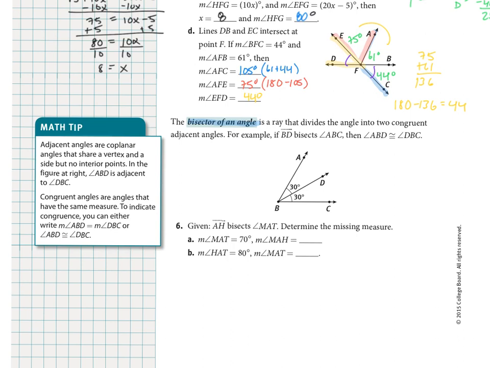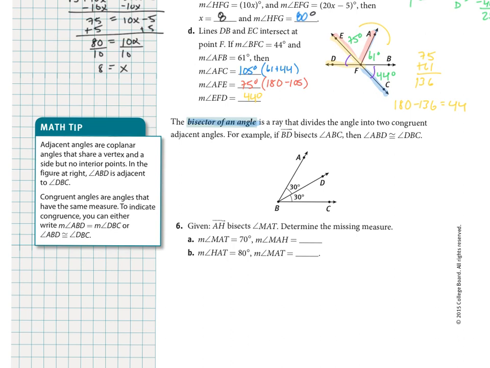Just like what we have labeled in our picture with the 30 degrees. If we look at the math tip in the margin on the left, we can see that adjacent angles are coplanar angles that share a vertex and a side, but no interior points. In the figure, we can see that angle ABD is adjacent to angle DBC.